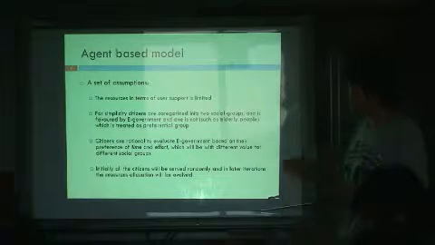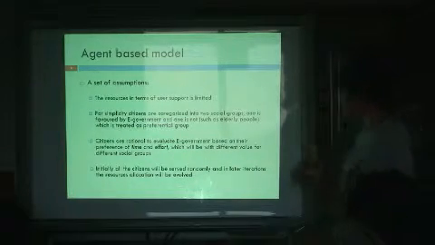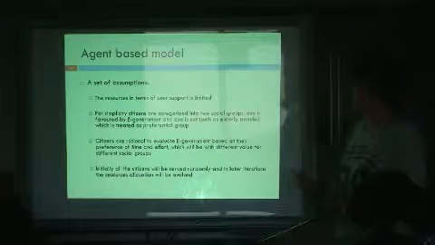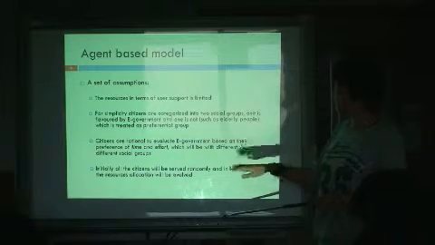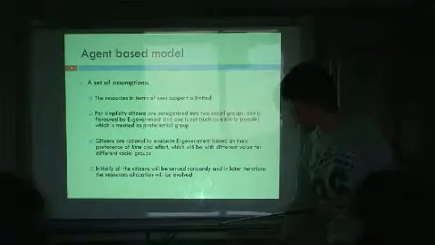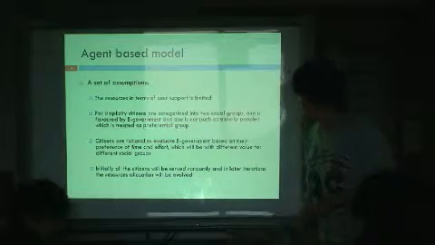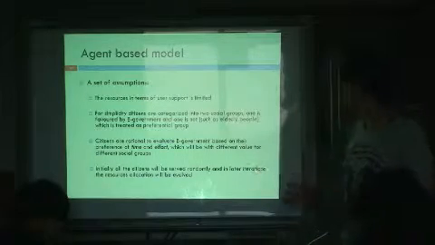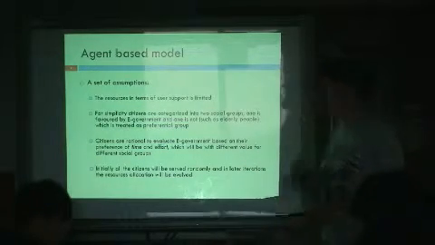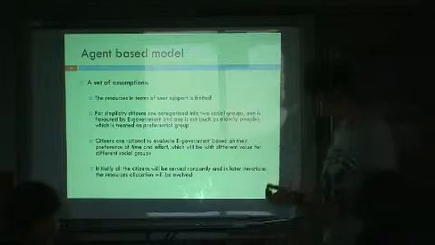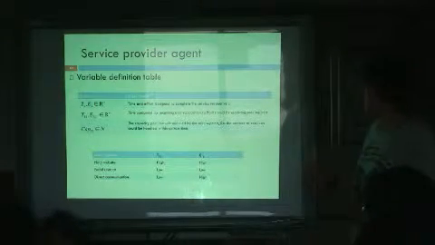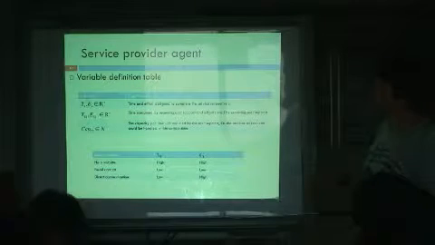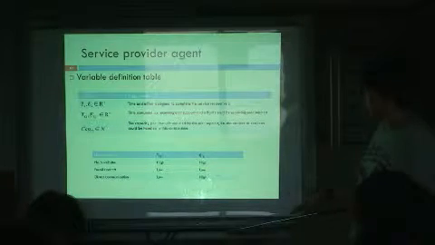And also, we assume that the citizens are rational in evaluating the e-government based on their preference of time and effort. And this preference will be different for different social groups. And also, we assume that initially all the citizens will be served randomly, but later the resource allocation will evolve based on the GA. So basically, we have two types of agents. One is the service provider, one is the citizen.